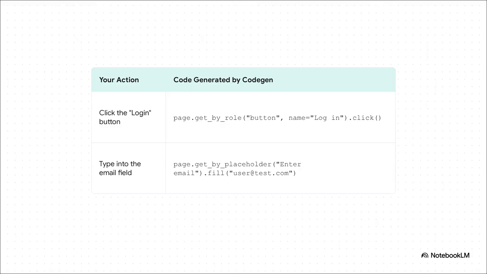When you click that login button, it doesn't spit out some long, fragile CSS path. Nope. It generates page.getByRole button, name login. That is beautiful. It's resilient, it's human-readable. It finds the button the exact same way a user would, by its role and the text on it. This is what we mean by smart code.